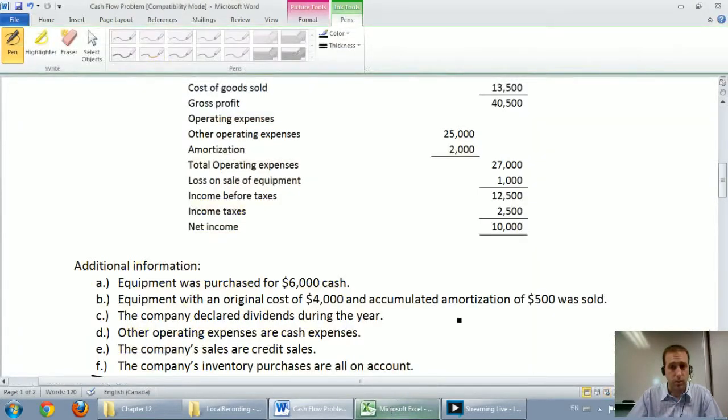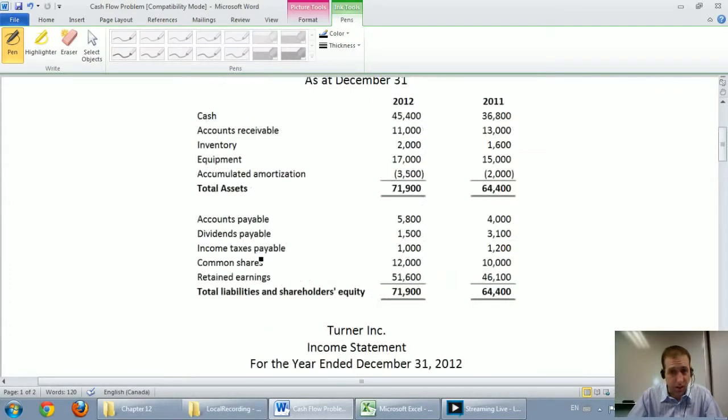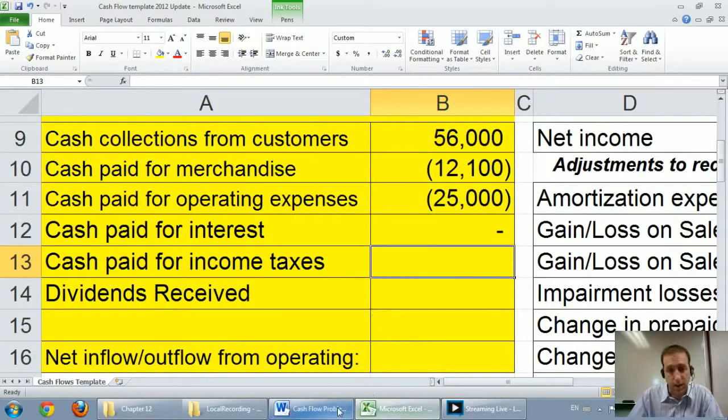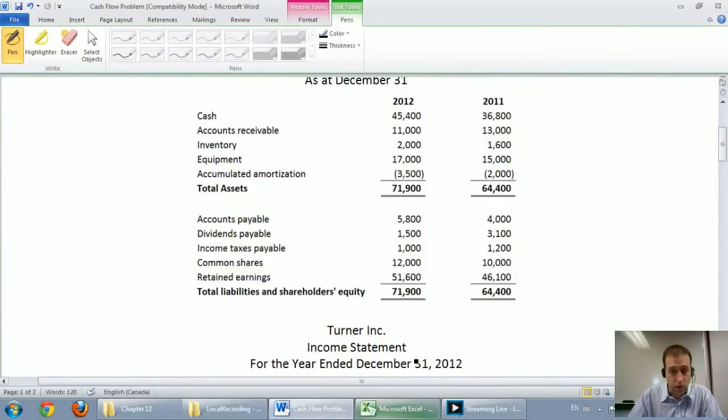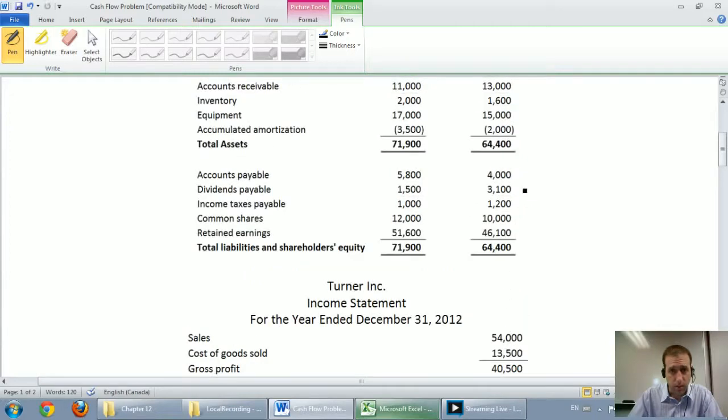Cash paid for interest. I'm looking now for interest expense or for interest payable. I don't see interest expense. I don't see interest payable. So this one I'm going to leave blank. And if I were doing this on my own, I actually wouldn't even have this line in it, because if it's a zero, then there's no point. Cash paid for income taxes is our next one. I saw income taxes. We have income tax expense of 2,500, and I thought I saw an income taxes payable. Yeah, it was 1,200 last year and 1,000 this year.